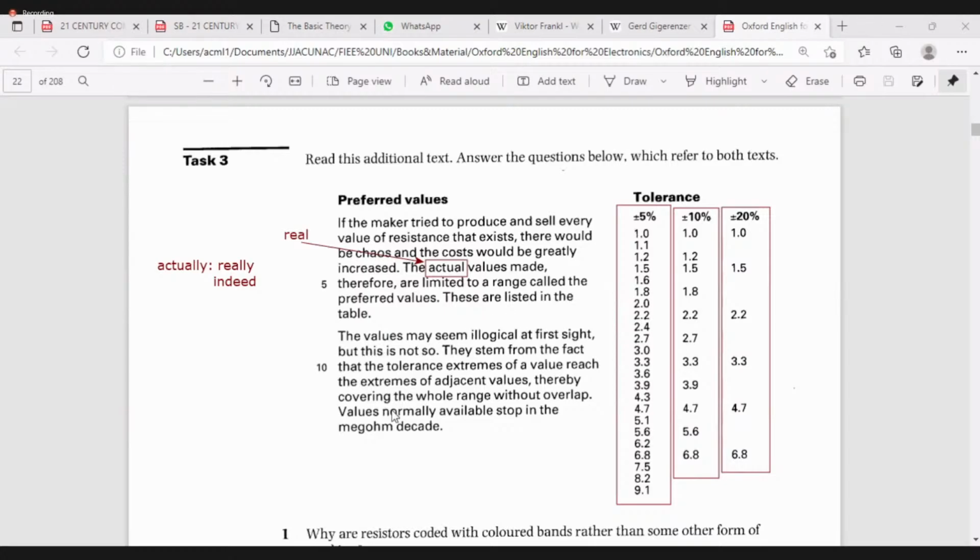Yes? Okay. Now the second paragraph says the values may seem illogical at first sight, but this is not so. They stem or originate from the fact that the tolerance extremes of the value reach the extremes of adjacent values, thereby covering the whole range without overlapping. Values normally available stop in the megohm decade.